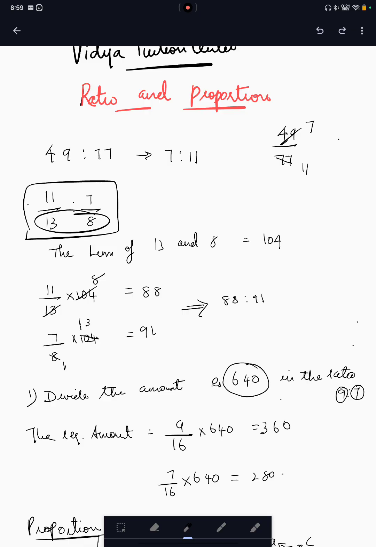So what we discussed today was ratio and proportion. In the next video we are going to solve many problems regarding ratio and proportions.